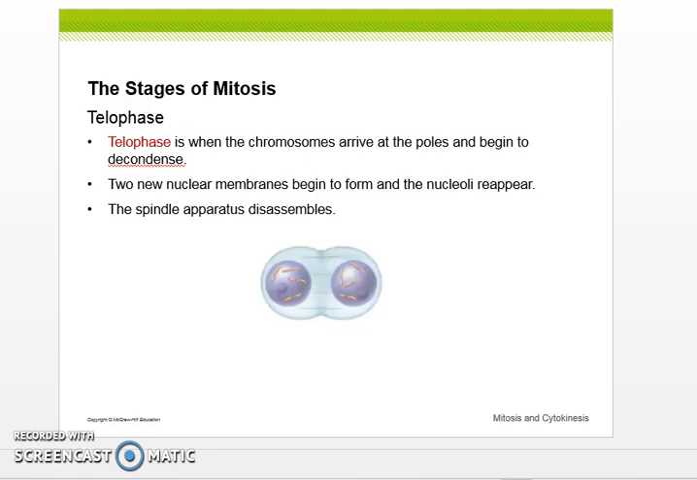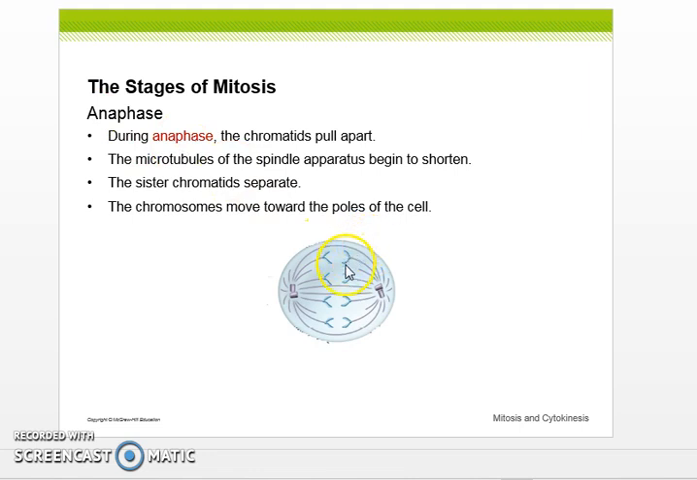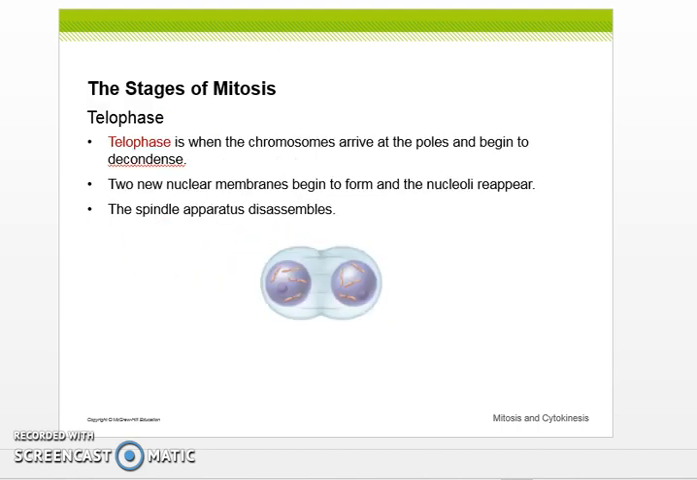Telophase is when the chromosomes arrive at the poles and they begin to decondense. So if you look here, the DNA I have right here is the same exact DNA I have over here. They're twins. It's not any different. So the only difference between anaphase and telophase is that the chromosomes are decondensing and two new nuclear membranes, these purple pieces, begin to form and the nucleoli reappear. The spindle apparatus disassembles and goes away.